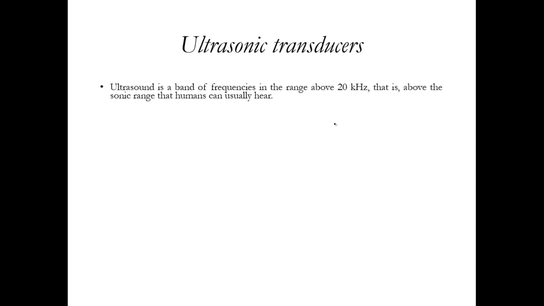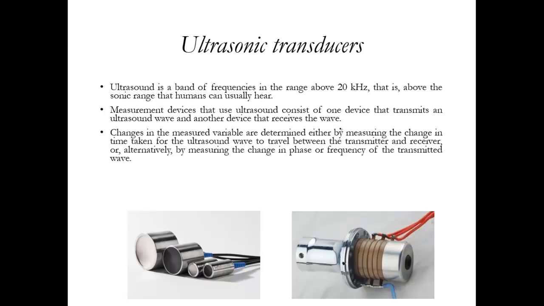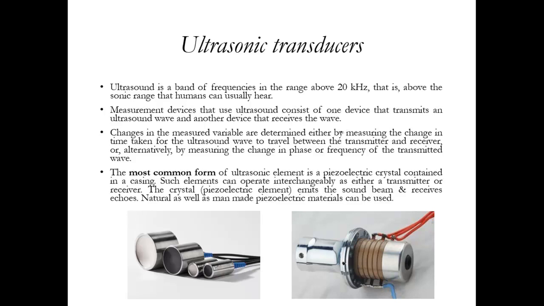Now, ultrasonic transducers work on the principle of ultrasound, that is, a band of frequencies above 20 kilohertz, which is above the sonic range that humans can hear. Sensors based on this principle can transmit this ultrasound, or they can receive this ultrasound wave. And changes in the variable are determined by measuring the change in the time taken for the ultrasonic wave to travel between the transmitter and the receiver.